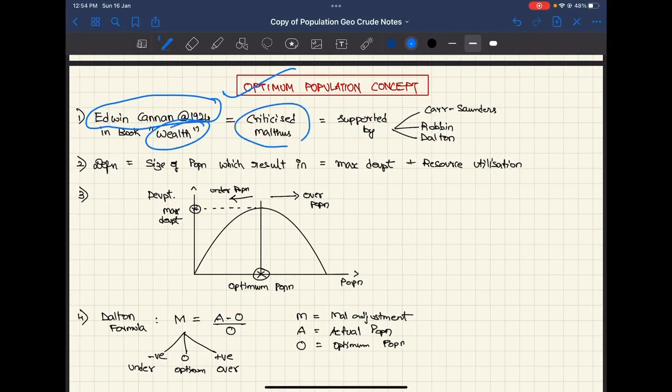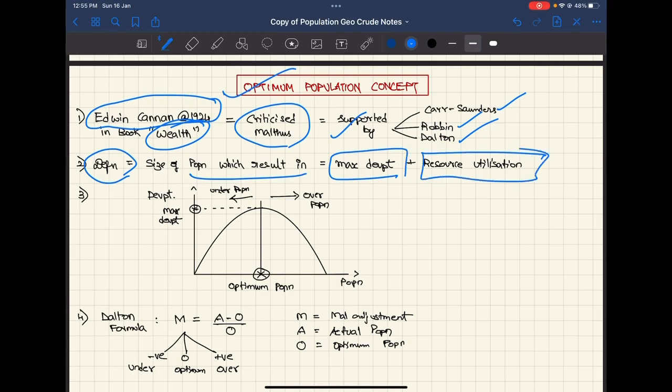So he criticized Malthus and he was supported by Carl Sanders, Robin, and Dalton. According to him, the population which will result in maximum development and maximum resource utilization is the optimum population. So this is the optimum population where development will be maximum. Below this it will be underpopulation. Above this it will be overpopulation.